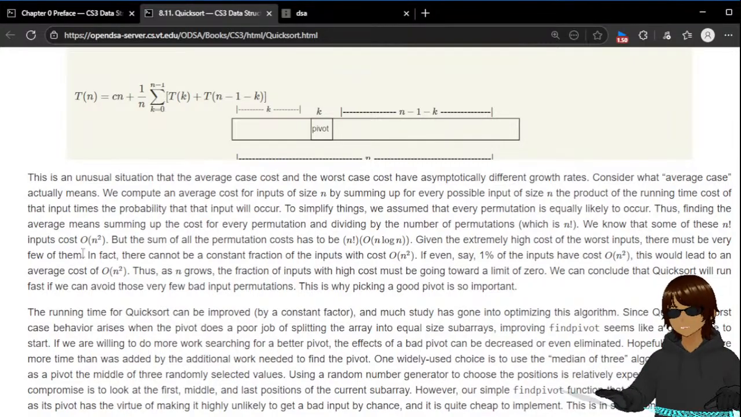There must be very few of them. In fact, there cannot be a constant fraction of inputs with cost O n squared. If even, say, 1% of the inputs have cost O n squared, this would lead to an average cost of O n squared.